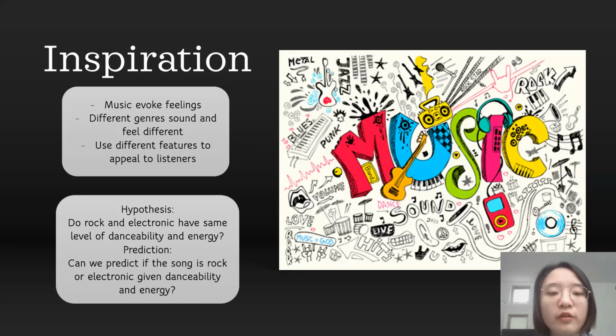Therefore, we reached our hypothesis for this project: do rock and electronic have the same level of energy and danceability? We decided to probe into these two genres and these two features specifically. And for our prediction problem, we choose to predict whether a song is rock or electronic, given the danceability and energy of a new song.